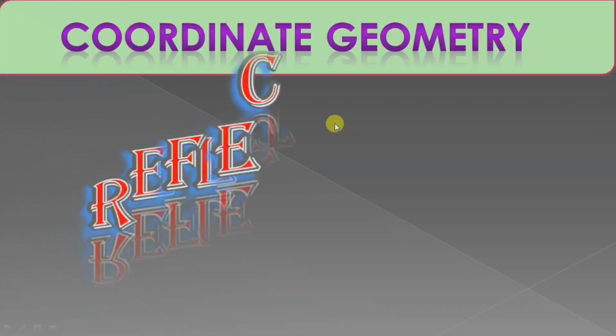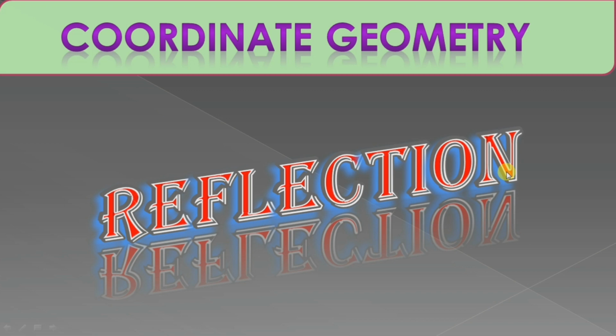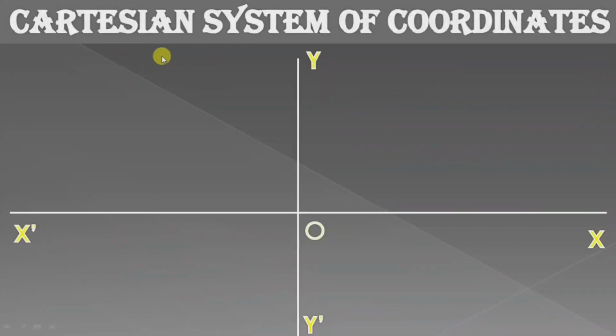Hello everyone. Today in coordinate geometry we are going to do a reflection. So let me explain the Cartesian system of coordinates. When two straight lines intersect each other at the point O, a horizontal line XOX prime is known as the x-axis and a vertical line YOY prime is known as the y-axis. The x-axis and y-axis intersect each other at the point O, which is known as the origin and whose coordinates are 0, 0.